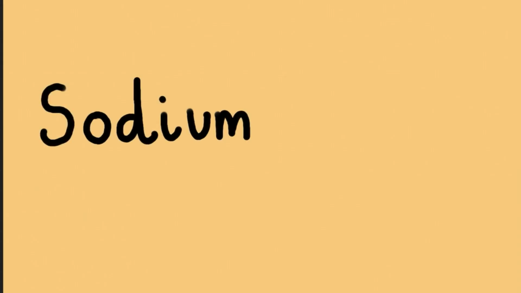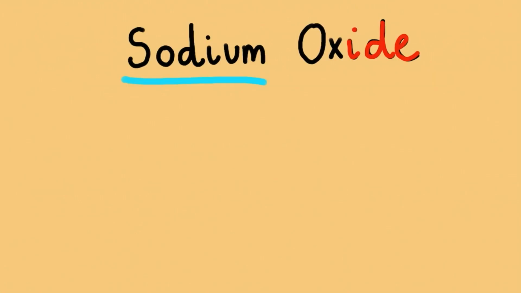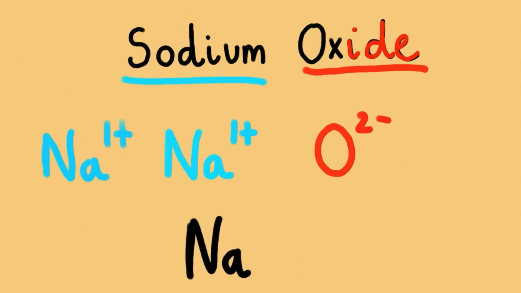Okay, so let's now look at the compound sodium oxide. Sodium oxide contains sodium Na and oxygen O. Sodium has a charge of 1+ and oxygen 2- because it's in group 6. So with these two elements together, they do not have an overall charge of 0 if they're 1 to 1. So we actually need 2 atoms of sodium to cancel out the 2- charge from oxygen. So the formula is going to be Na2O.